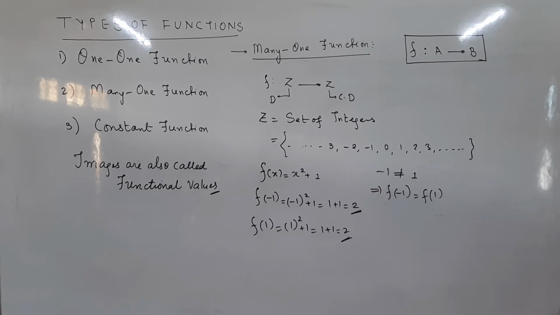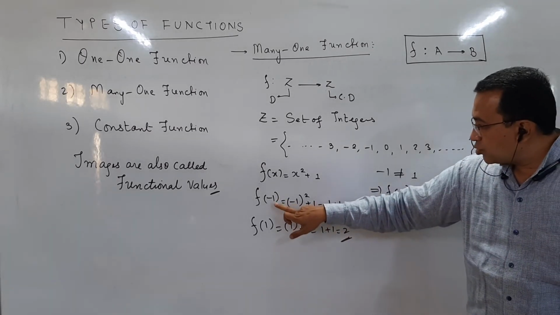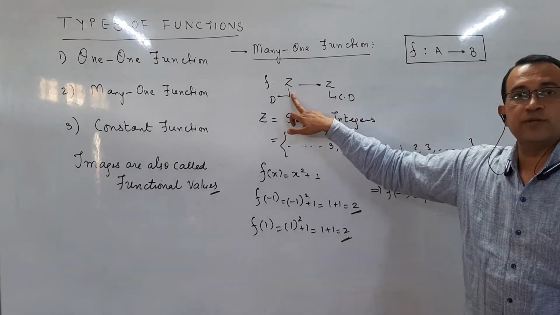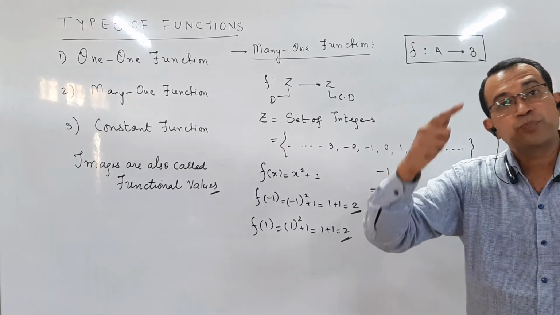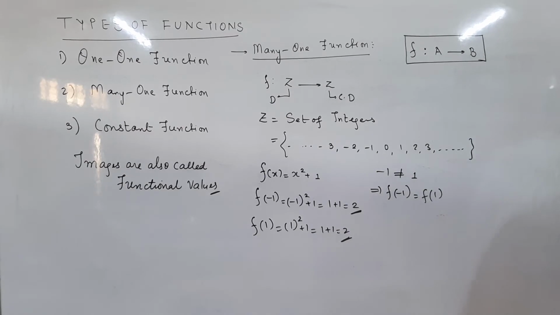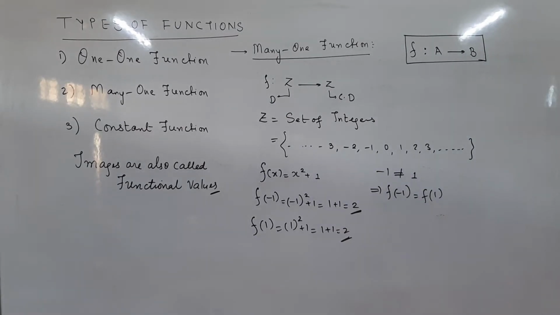Once again, suppose f is a function defined from A to B. You concentrate here, students. For any two distinct elements of domain, means minus 1 and 1 are distinct elements of domain Z, if their images or functional values are 2, if their images or functional values are same, then such a function is called many one. And alternatively, if their images or functional values are different, then such a function is called one-one function.